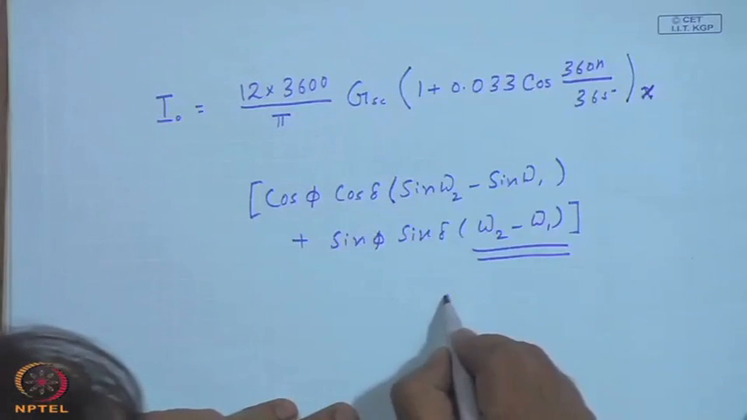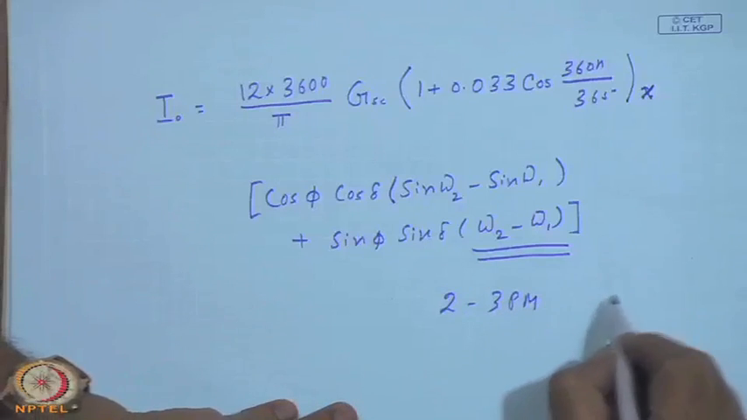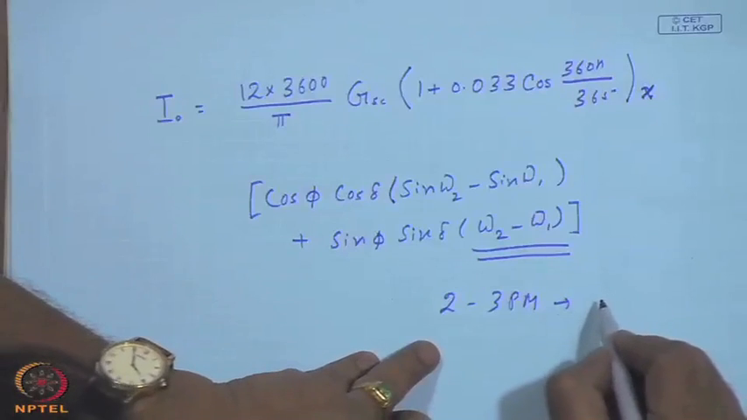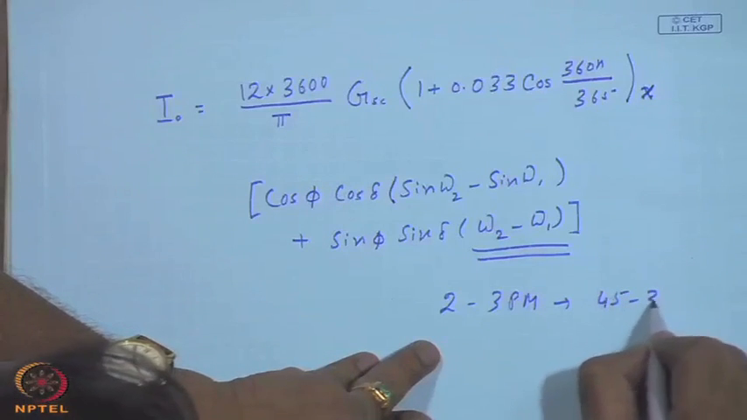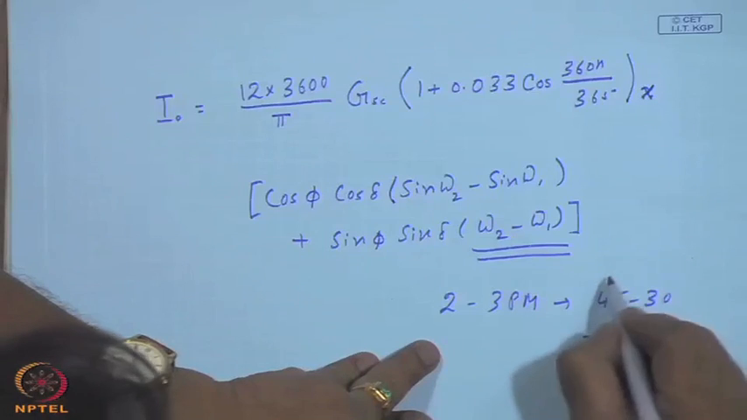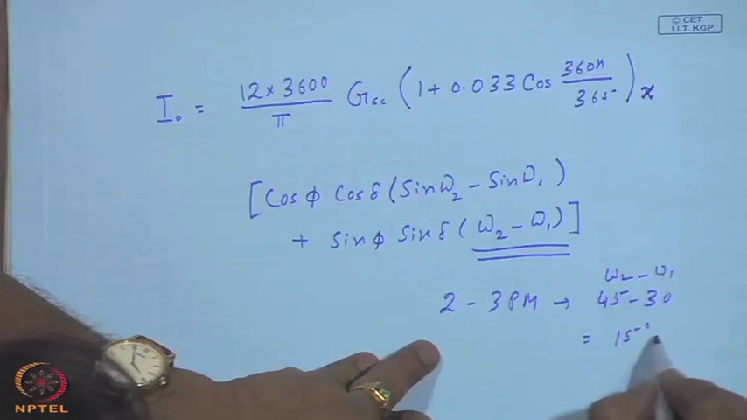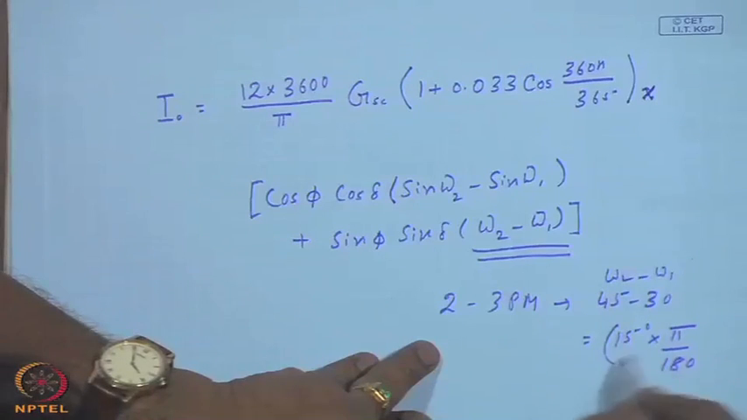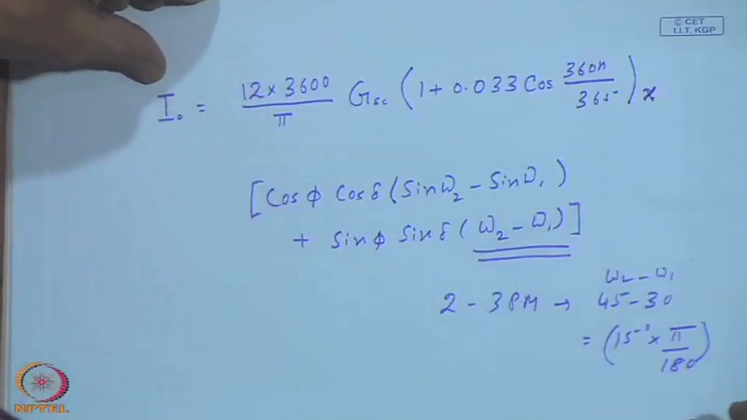Suppose it is 2 to 3 p.m. Then this will be how many? Omega 2 will be 45 minus 30, that is 15 degrees, but then I have to multiply by pi by 180. Otherwise, you will get a too large a number here.